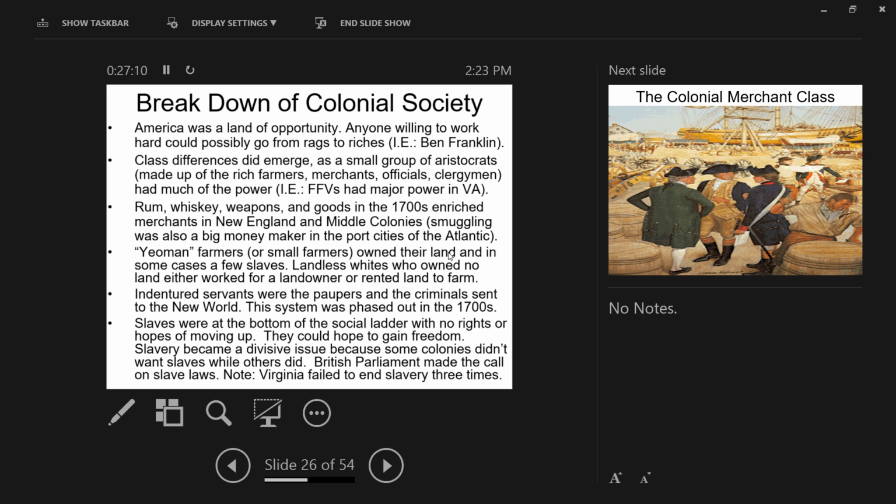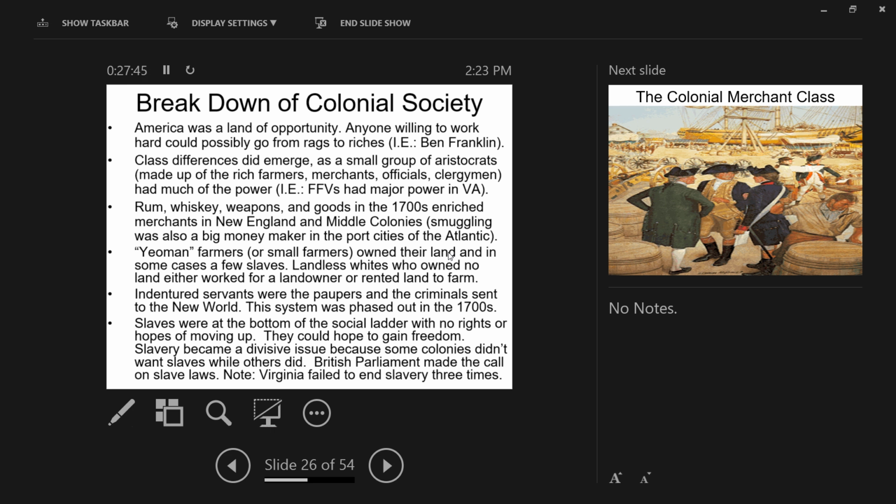Yeoman farmers, or small farmers, made up the majority of colonial Americans. They owned land. In some cases, they owned slaves, but in most cases, they just had large families. Landless whites who owned no land either worked for a landowner or rented land in hopes of one day buying that land. This is the system we're going to talk about down the road, later, called sharecropping and tenant farming.